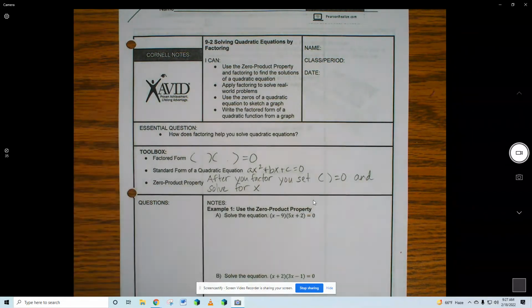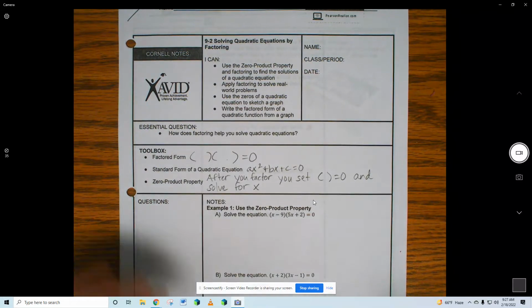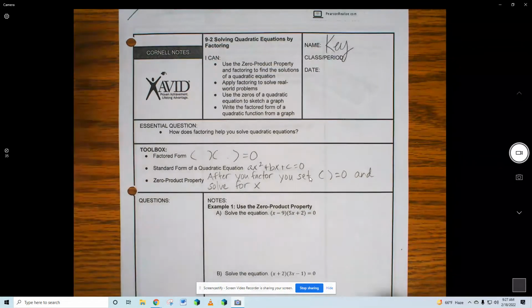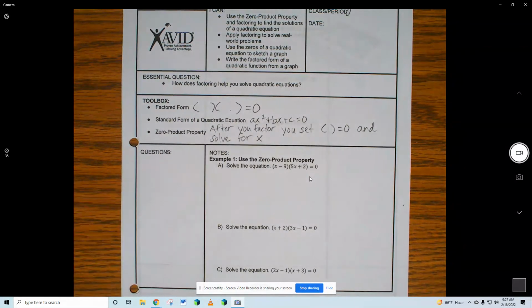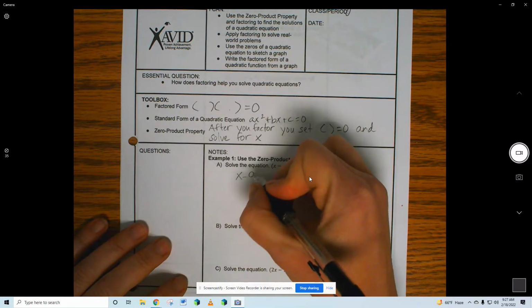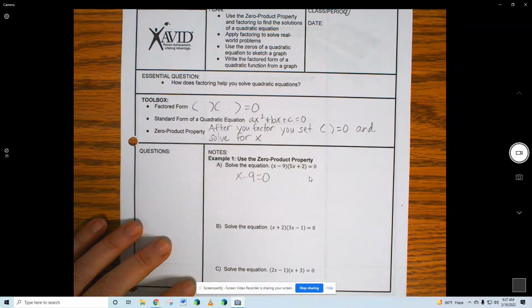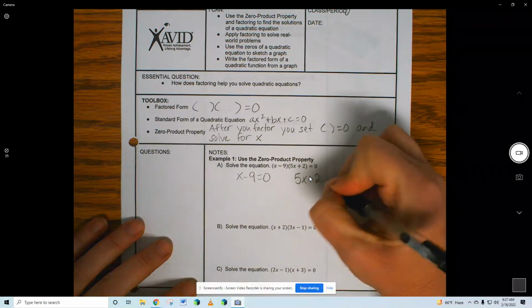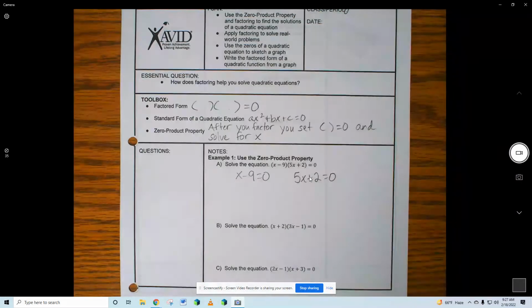So now let's get into some practice. All right. My example 1. It's already in factored form. I have 2 parentheses. It's equal to 0. I set both parentheses equal to 0. X minus 9 equals 0. 5x plus 2 equals 0. And you already did this one, right? Because I asked you to do it and you had a few minutes, so. All right. And solve for x.